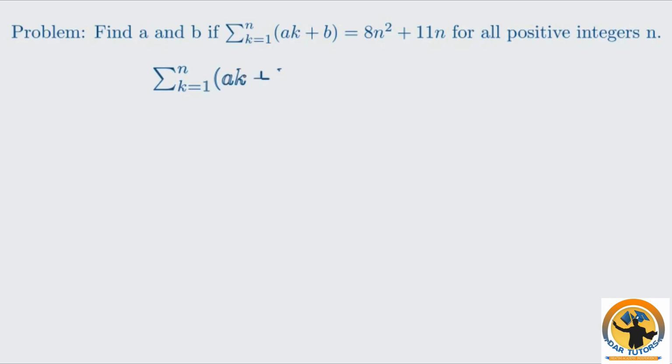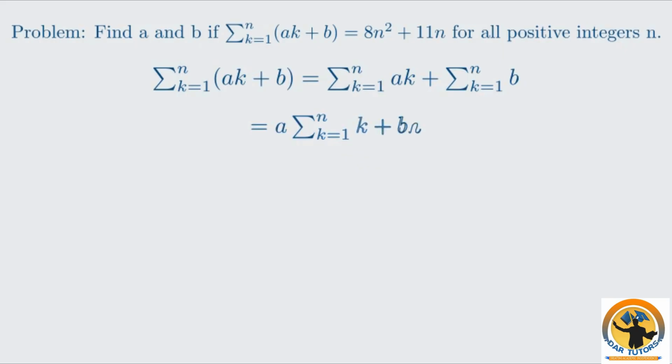First, let's expand the left side of the equation using the sum and difference rule. Next, we apply the constant multiple rule to the first term and the sum of a constant rule to the second term. This gives us a times the sum of k plus b times n. Now, we substitute the formula we just derived for the sum of k. The sum of k is n times n plus 1, all over 2. So our expression becomes a times n times n plus 1 over 2, plus b times n.